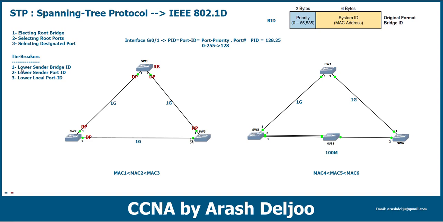The first tiebreaker says that the lower sender bridge ID is, for example, the designated port. As you can see here, switch 2 and switch 3 are the two switches connected to this link. Because of that, we need to compare the switch 2 bridge ID and the switch 3 bridge ID, because the switch 2 bridge ID is lower than the switch 3 bridge ID, about the MAC address. This interface connected to switch 2 is the designated port on this link, and actually we can say that here, port 2 of switch 3 is the alternate interface.